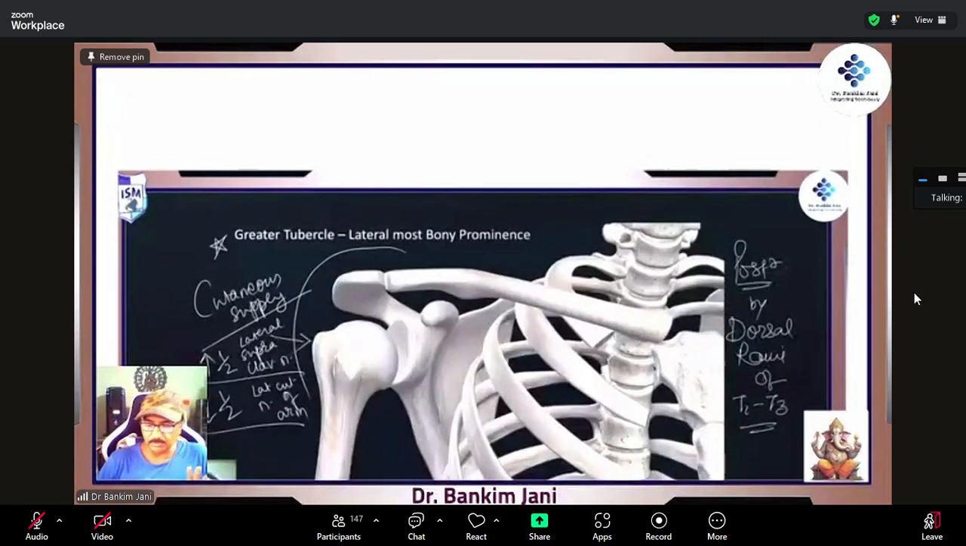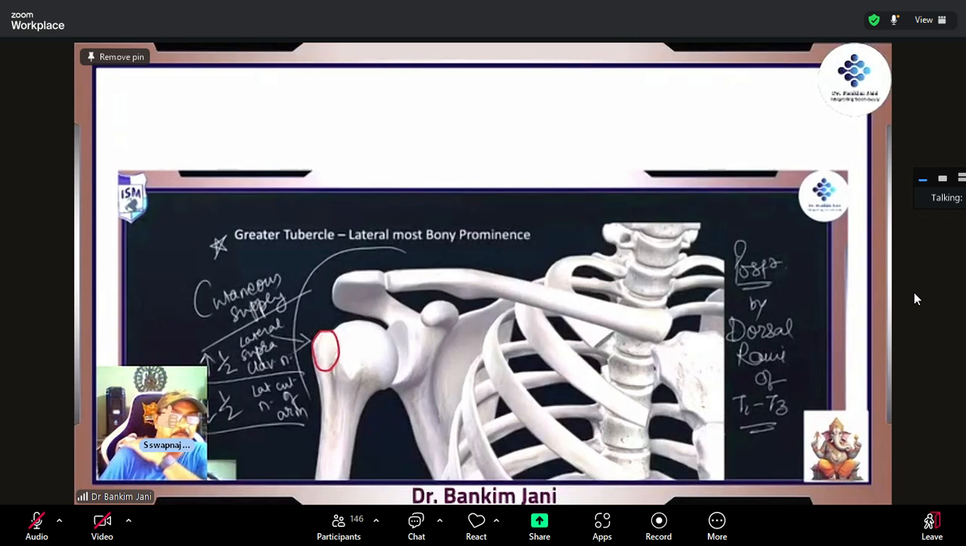So moving further, here it is. All these things are known to us, right? We know the clavicle, we know the scapula, we know the humerus. But our focus straight away is the greater tubercle, this area. This greater tubercle is the lateral most bony prominence. So this upper part is what? The upper part is your scapula, right? Acromion process, right?